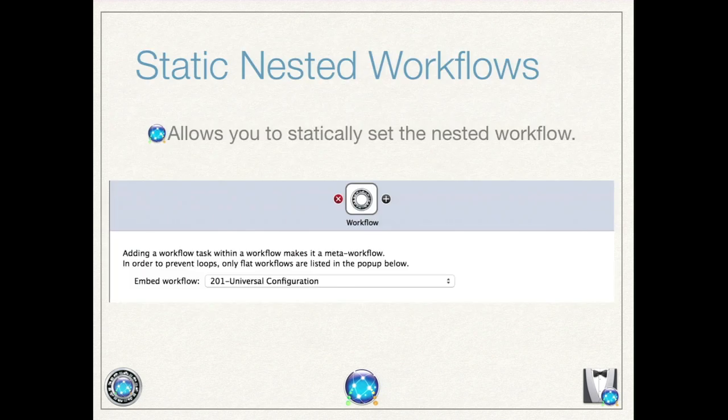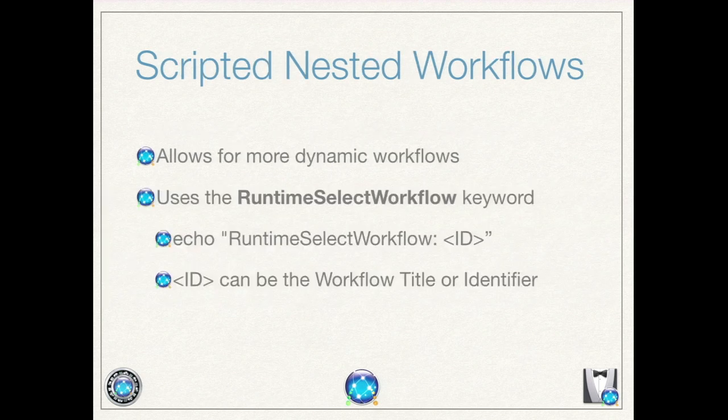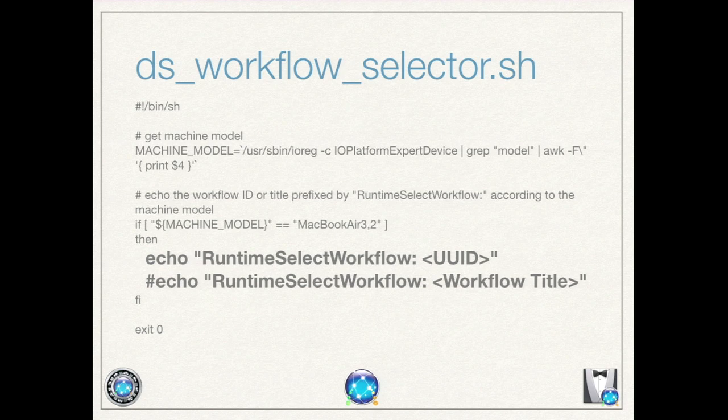Then there's also the option to do static nested workflows. I'm sorry, there's two options for nested workflows. There's static nested workflows, which you can go in and pick just the workflow that you want it to run. But to get even more dynamic and even more automated, you can then also use scripted nested workflows. So instead of picking the exact one you want, you can use logic in a script to actually pick which you need based on hardware identifier. So the example here is you can actually look at something such as the model identifier of your device and pick a corresponding workflow that you would need.